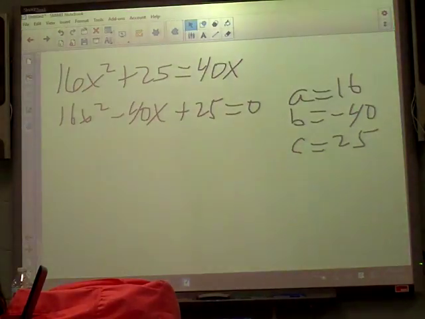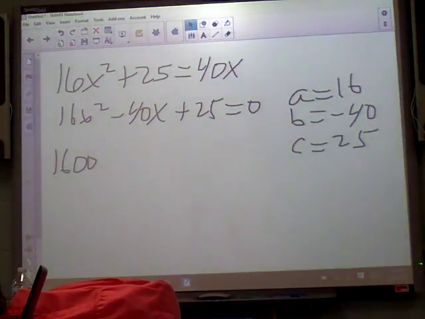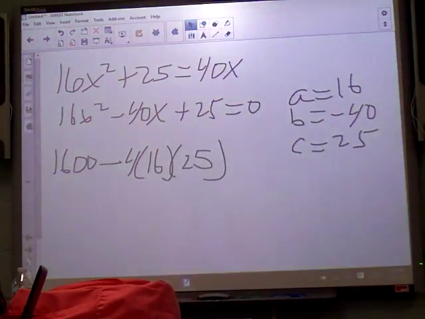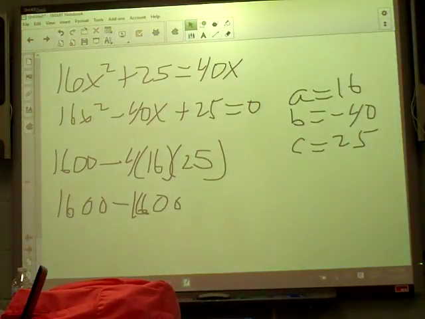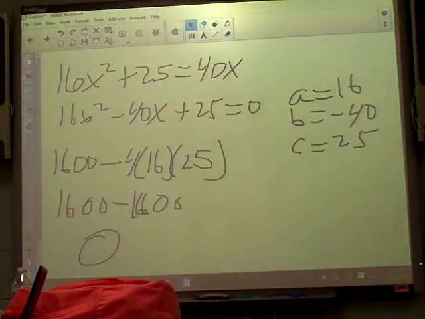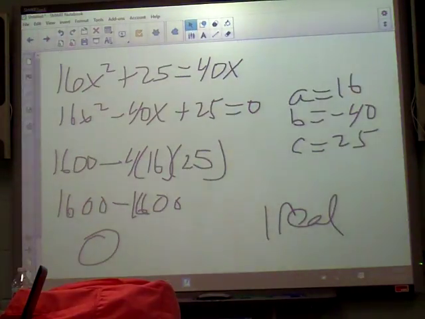Alright, B squared, negative 40 squared, 1600 minus 4 times A times C. Okay, I know I'm subtracting here, so I don't know what 4 times 16 is off the top of my head, but I do know 4 times 25 is 100, so then get that 16 there and I'll get 1600. So I'm looking at 1600 minus 1600. So I got a discriminant of 0. What did we say a discriminant equal to 0 told us about our answers? 1 real, very good. And we don't have to decide about if they're rational or not. Right.